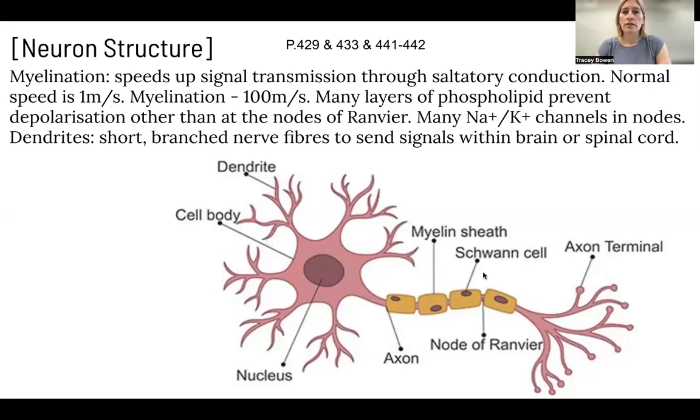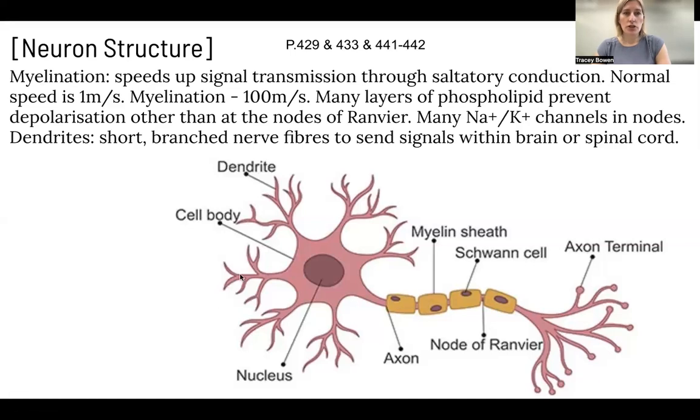So many layers of this phospholipid prevent depolarization, so that's voltage change, from happening across the whole axon. Instead, the voltage change is only happening at these nodes of Ranvier, which is called saltatory conduction. And so the signal is jumping from one node of Ranvier to the next. There are many sodium and potassium channels in the nodes, and we're going to learn what those channels do on the next slide.